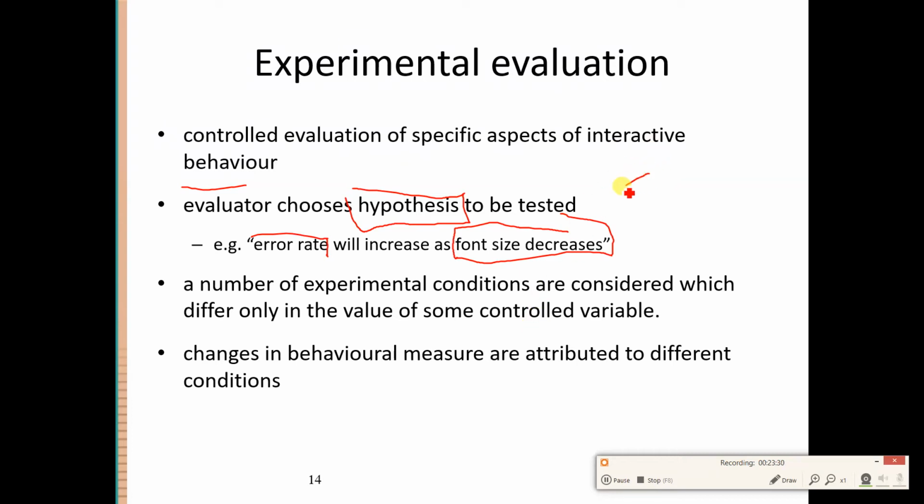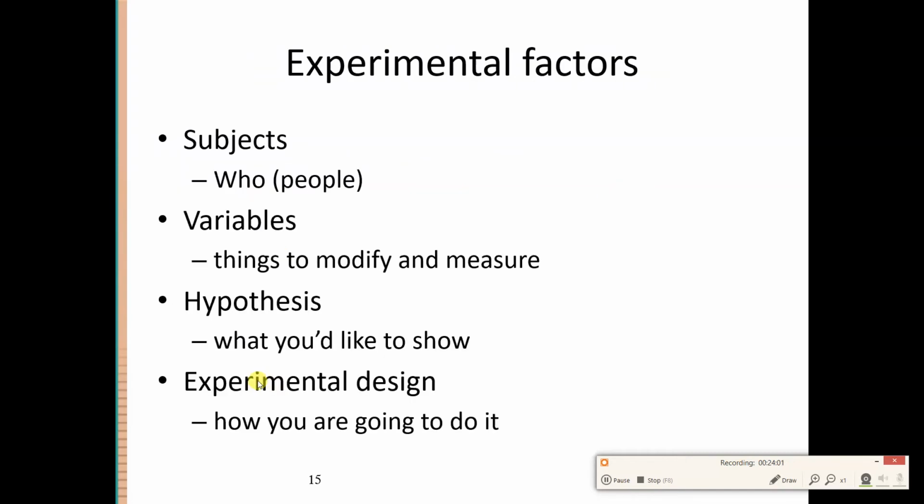For example, our variable can be the font size. Then we are going to see what effects there are in the system when we are changing this variable. For example, what the error rate is if we have a certain value for the font size. Changing the behavior, measures are attributed to a different condition. So when the system is showing behavior which is based on some variable, then we can measure these things and make a conclusion whether the hypothesis is correct or not.